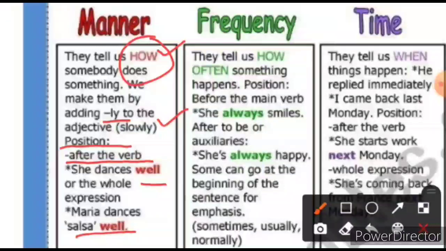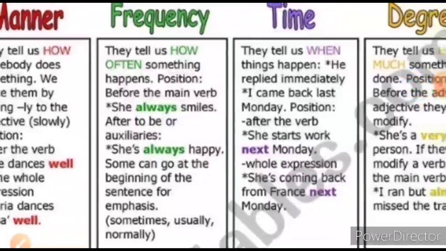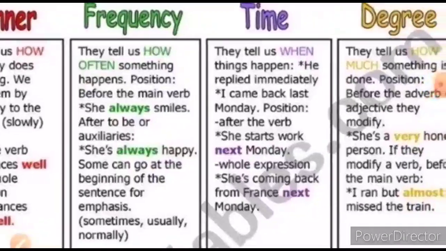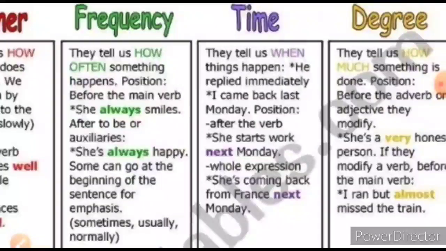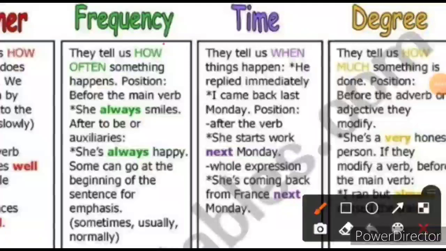Now comes the adverb of frequency, the second type. As you can look closely, they tell us how often. First we were doing adverb of manner, which answered the question how. Now we are doing adverb of frequency, and it answers the question how often. Kitni dafa, how often, kitni bar. They tell us how often something happens.